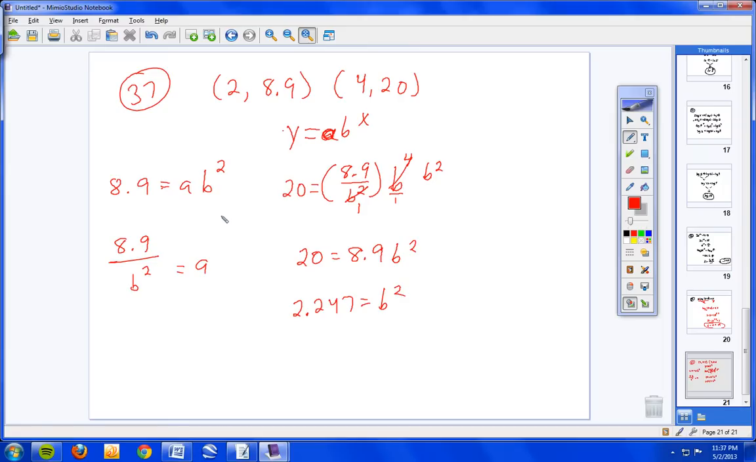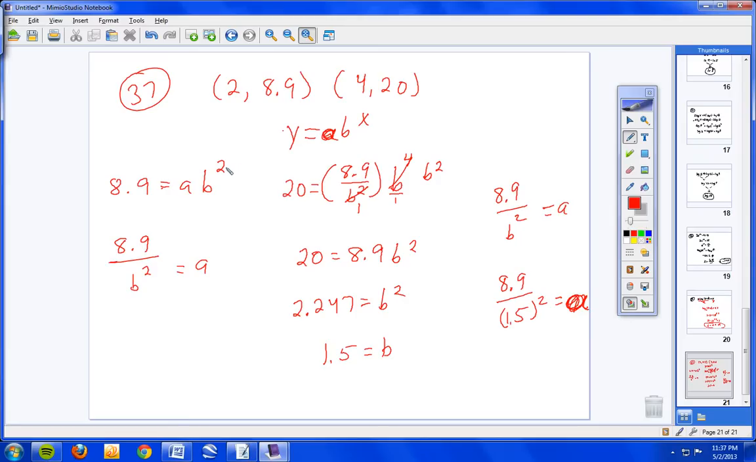And now take the square root of both sides. 1.5. So 1.5 equals b. So we're doing pretty well. Now we go way back over here where a equals all of this. So think about it. If 8.9 over b squared equals a, and I know what b is, 1.5, then really I have 8.9 over 1.5 squared. In other words, I just substituted 1.5 in for b right here. And that equals a.